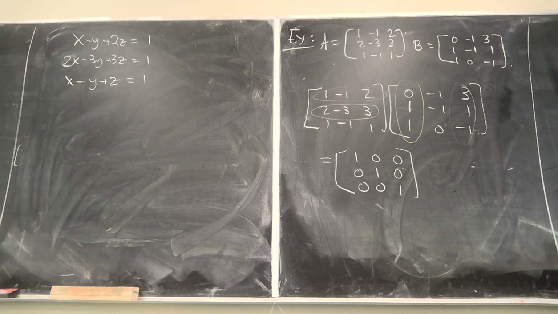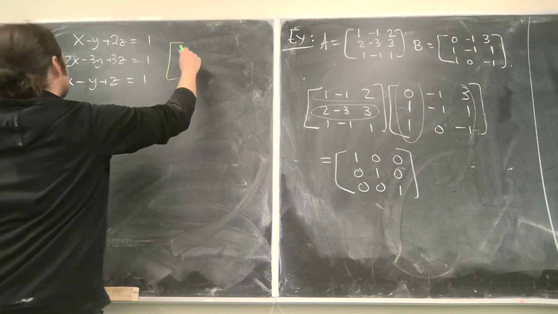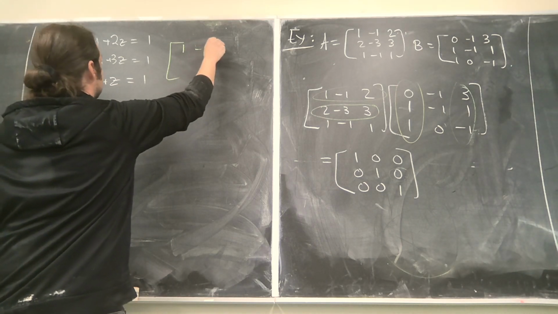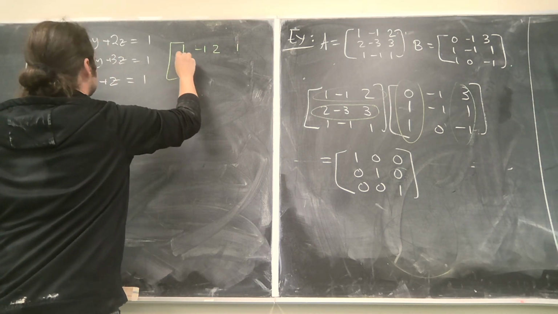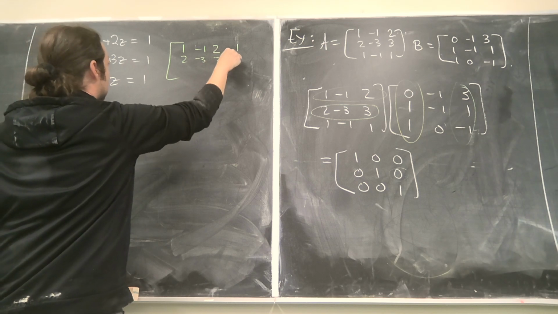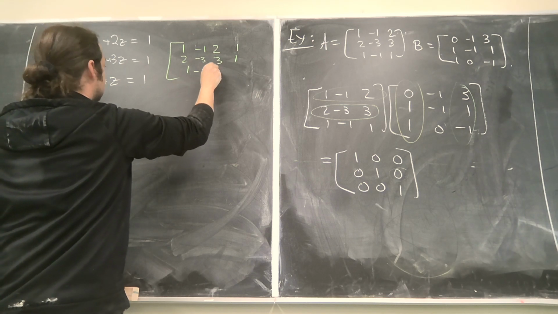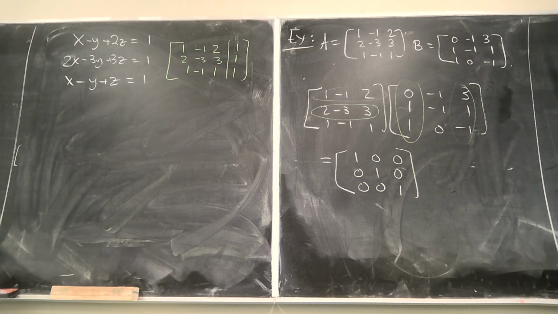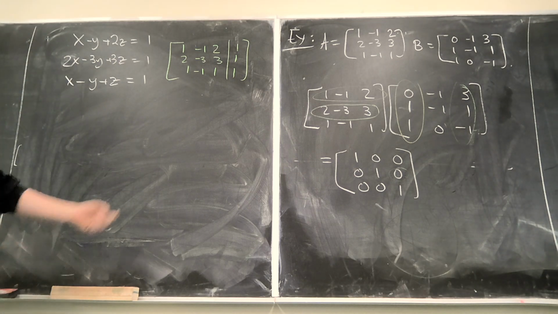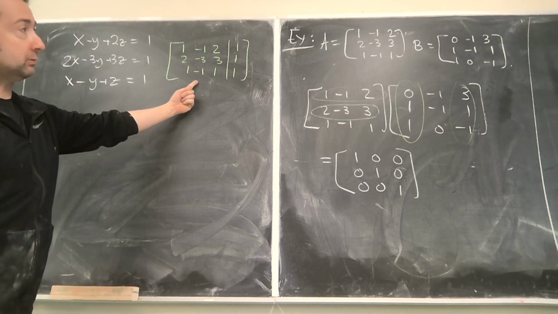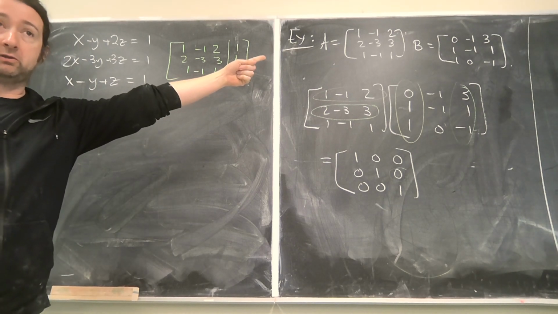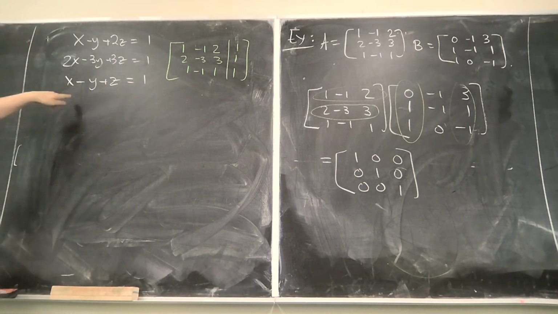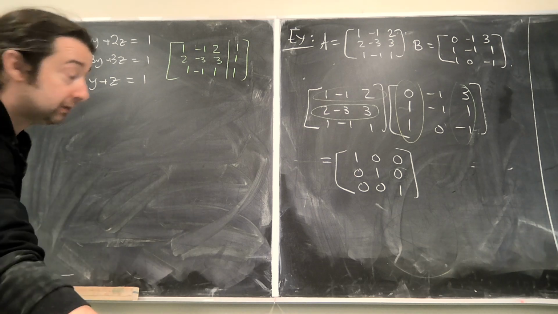The way we learned how to deal with this system of equations in the last chapter was we wrote this into an augmented matrix: 1, -1, 2, 1; 2, -3, 3, 1; 1, -1, 1, 1. And then we row reduced it to find the answer, right? First, notice that coefficient matrix is the matrix A that I wrote down over there. So another way that we could have written this problem is like this.